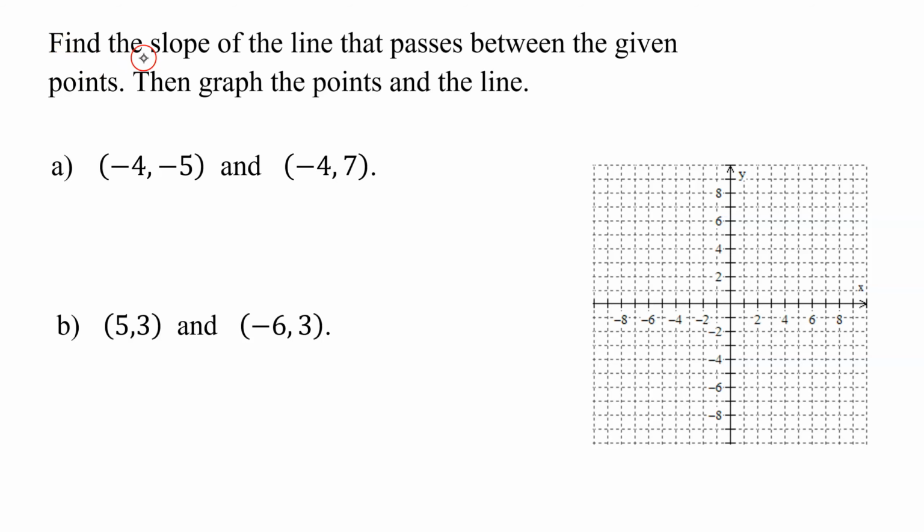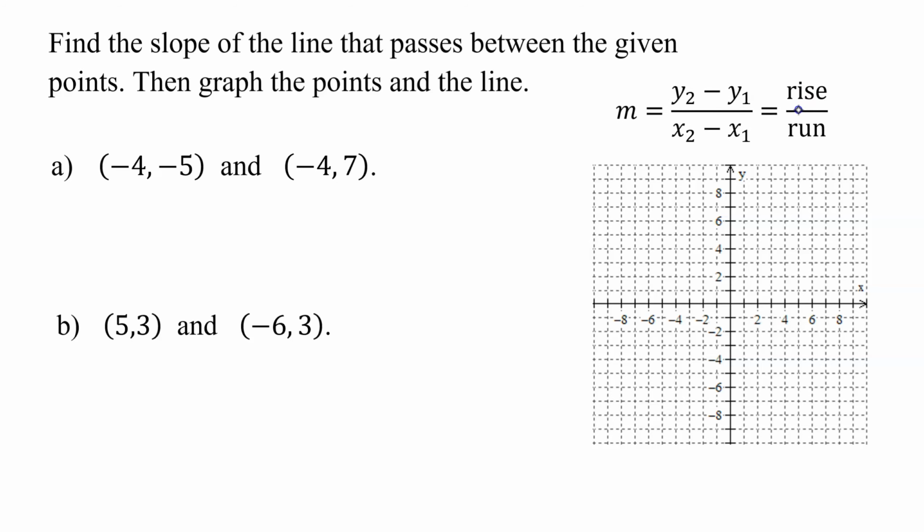In this example, I need to find the slope of the line that passes between the given points, here and here, and then I need to graph the points and the line. So looking at our first example, we have 2 points. How do we find the slope of a line given 2 points?